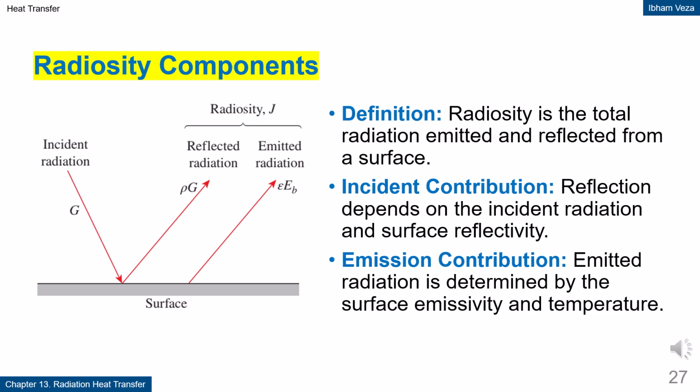including both emitted and reflected components. The reflected component depends on the incident radiation and the surface reflectivity. The emitted component depends on the surface emissivity and temperature. Therefore, radiosity combines both emission and reflection effects. This concept is very important for the analysis of gray and diffuse surfaces.